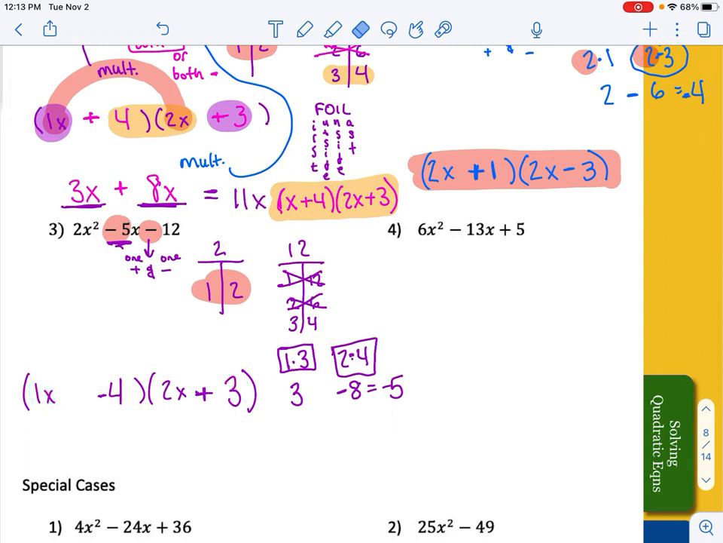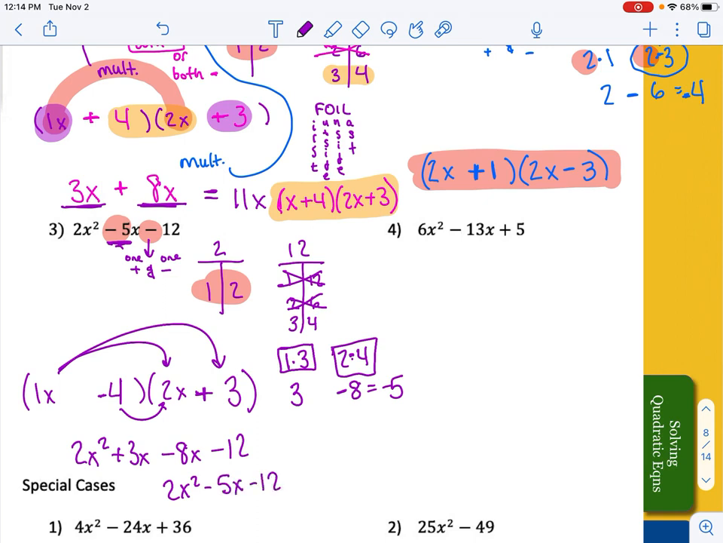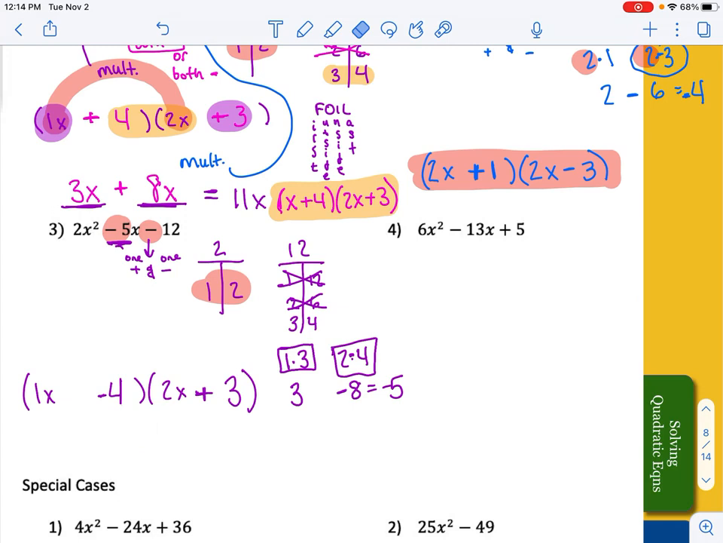So if we check this by foiling, first you get 2x squared, that should check out, that's how we set it up. Outside, you get 3x. Inside, you get -8x, and last, you get -12. Combine like terms, and this problem checks out. You can get it back to the original. So that's great. So our factored form is this guy right here.